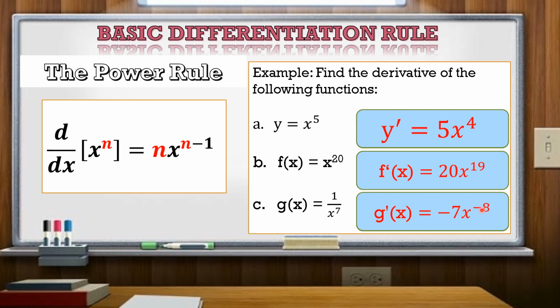Apply again yung negative exponent. Para maging positive to, ibababa natin siya. That results to negative 7 over x to the 8th power. That is the power rule. Ulitin na natin. Ibababa yung power. Pag binaba, minus 1 agad. That's the power rule.